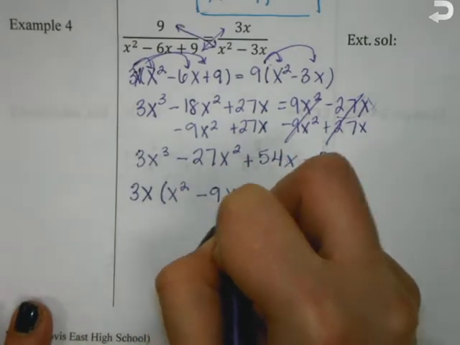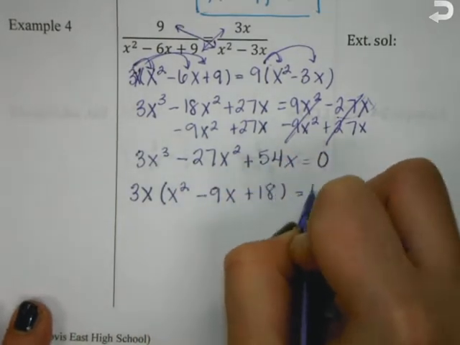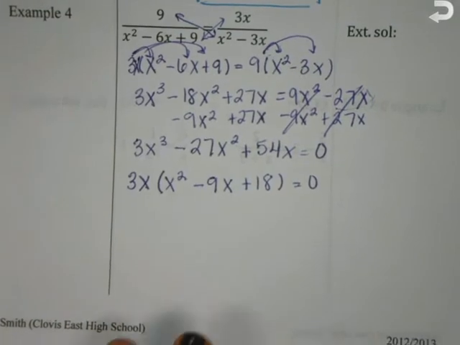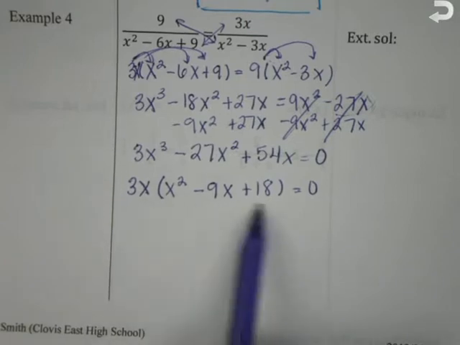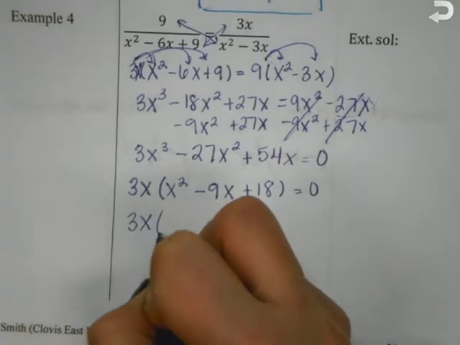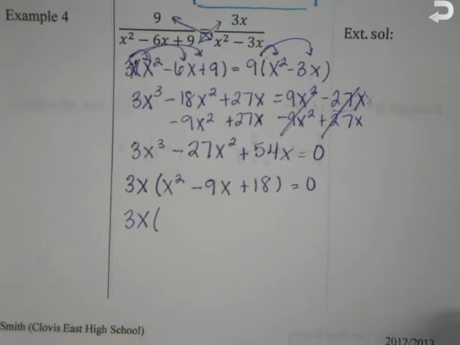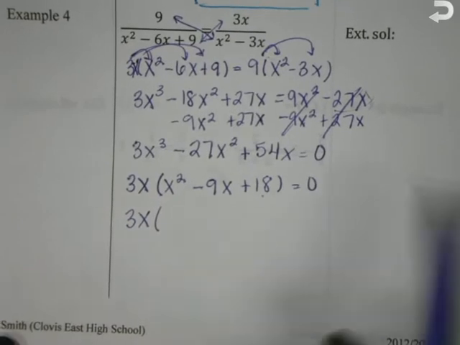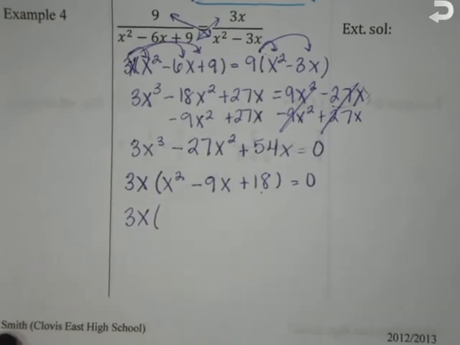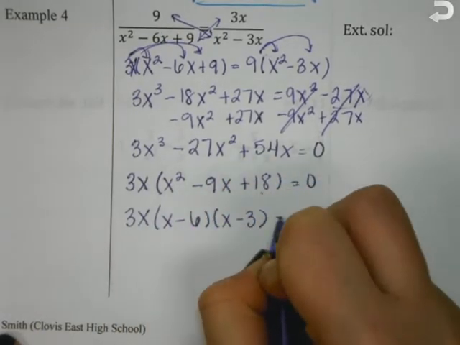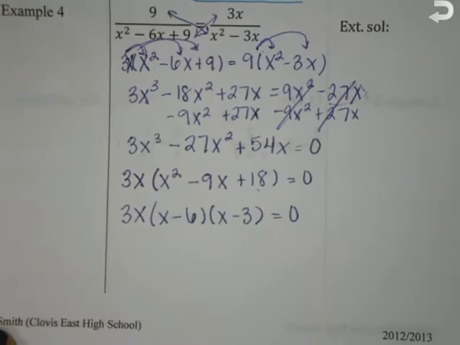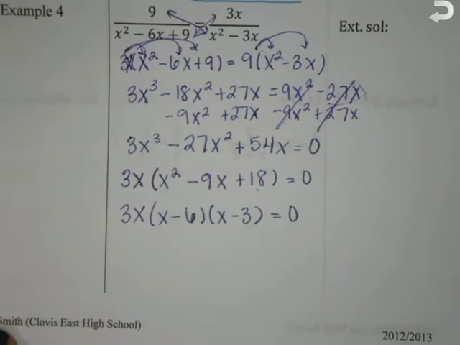Okay, in order to solve, we have to set everything equal to 0, but we can factor this right here. So that's 3x times, what two things multiply to 18 and add up to negative 9? 6 and 3, both of them have to be negative. So x minus 6 times x minus 3 equals 0. So set everything equal to 0. So 3x equals 0, x minus 6 equals 0, and x minus 3 equals 0.